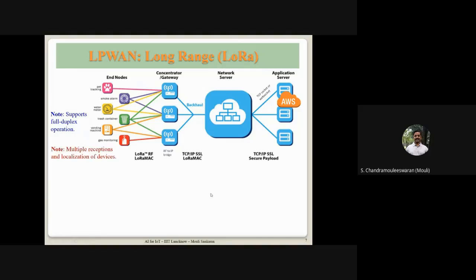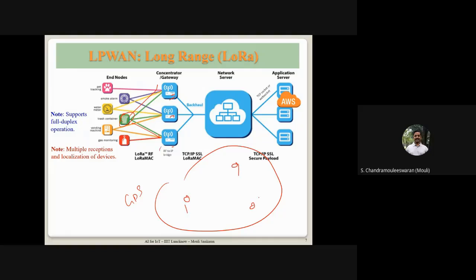Okay, so fine. Now, multiple receptions. There are more advantages when you have devices which are communicating with multiple base stations. These base stations know where they are in GPS coordinates. Okay, they know where they are. Suppose these base stations are in these locations.